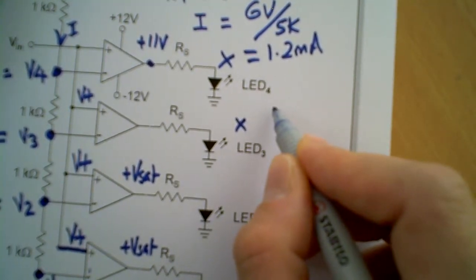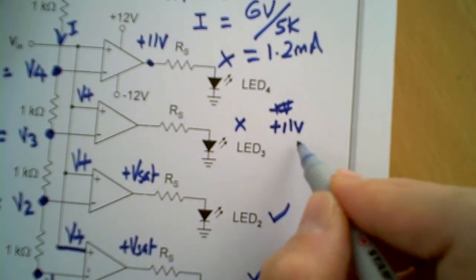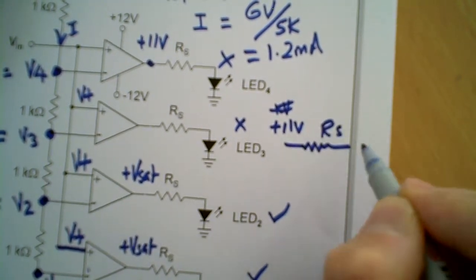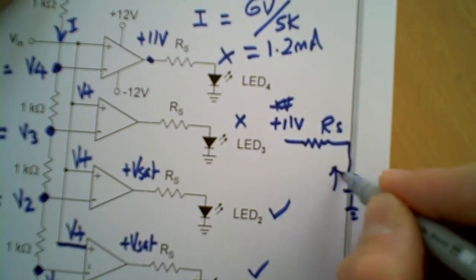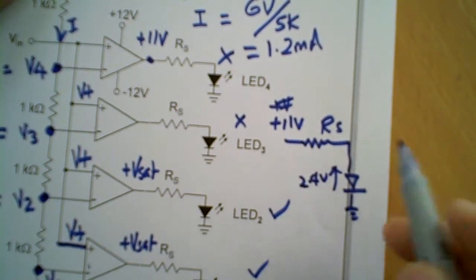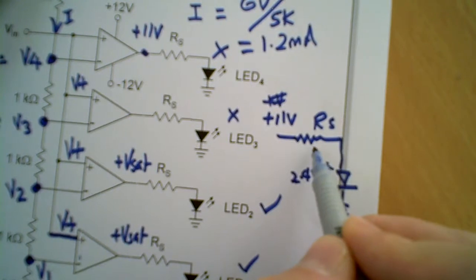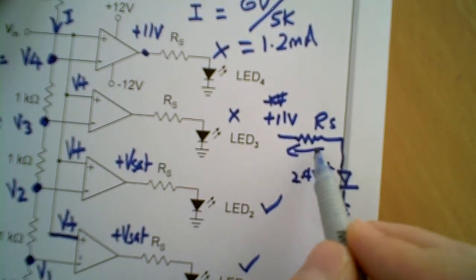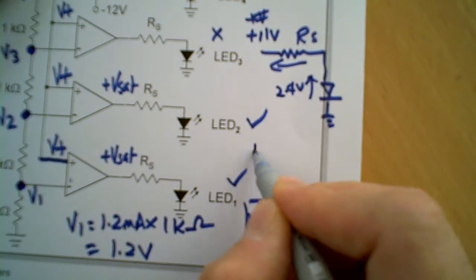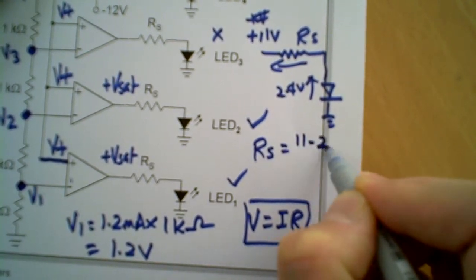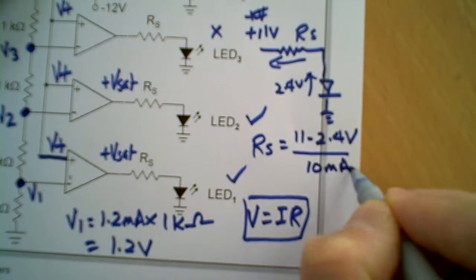I may just draw a plus 11 volt here, with the resistor RS, followed by this LED. This LED has a forward voltage of 2.4 volts. So I will take 11 volts minus 2.4 volts to give me the voltage drop across RS. So RS will be equal to 11 minus 2.4 volts divided by the current, which is given as 10 milliampere.